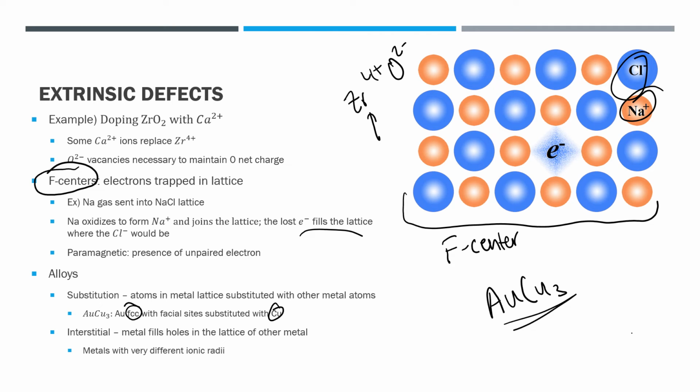So essentially, we're just taking this normal metal lattice and substituting other metal atoms in for the atoms in this pure metal lattice. Whereas in interstitial, we have a slightly different situation. In an interstitial alloy, we have a metal filling the holes in the lattice of another metal. If a metal is filling the holes, that means it must be smaller than the metal that's filling the entire lattice. So this happens with metals with very different ionic radii. One needs to be much smaller than the other to fit into the holes.